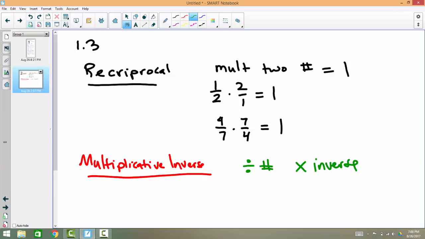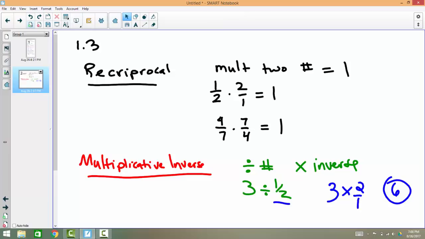So, for example, 3 divided by 1/2 is kind of tough to think about. How many times does a half go into 3? Well, if you know it's 6, good job. But it might be easier to think of this as 3 times the reciprocal of 1/2, which is 2 over 1. And 3 times 2 is 6.